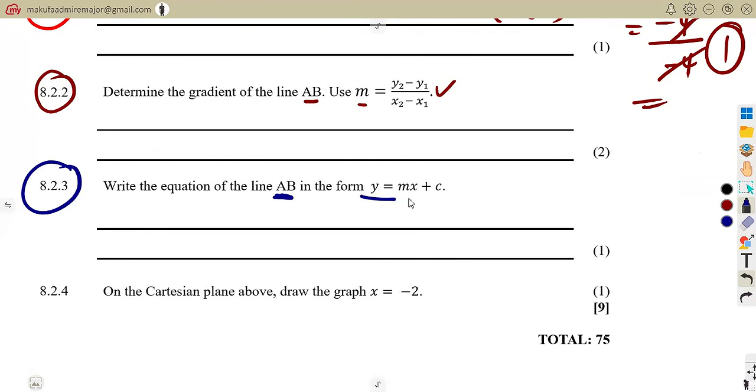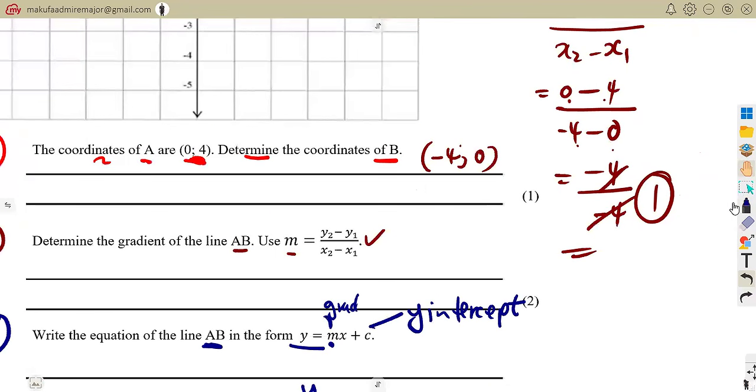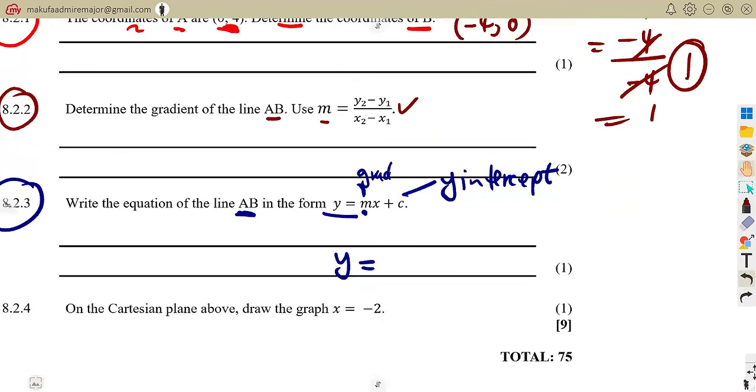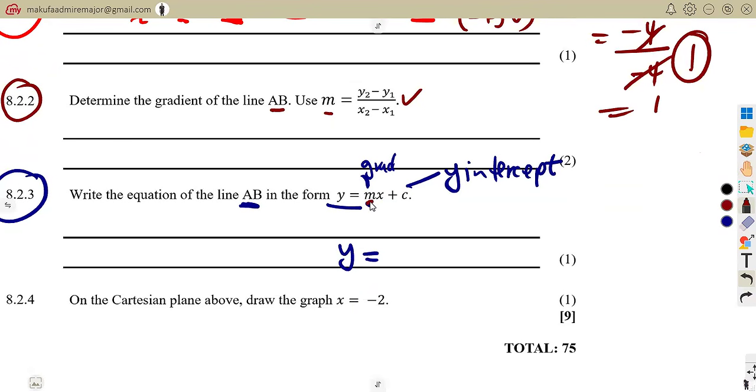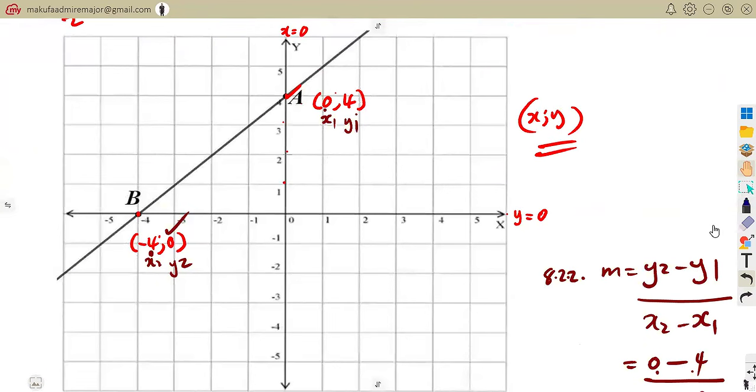Then after writing this gradient, they want you to write down the equation of the line AB in this form. Remember, M is the gradient. So Y is equal to M X plus C. Already we calculated our gradient. We said our gradient is what? Is 1. So we're going to substitute 1 in place of M. That's y is equal to 1X, which is X, plus C. So C, remember, it is the y-intercept. Yes, you can substitute one of these points in order for you to find the value of C.